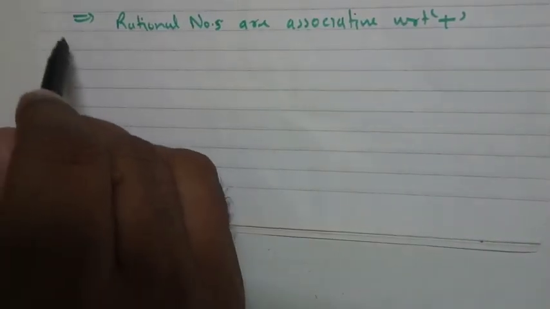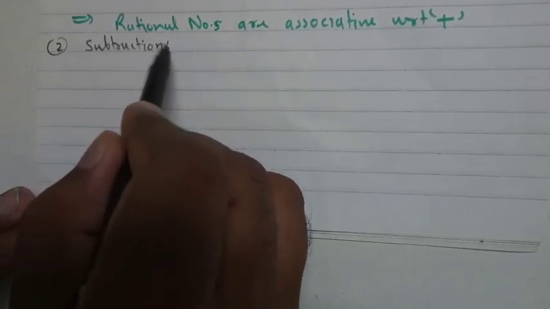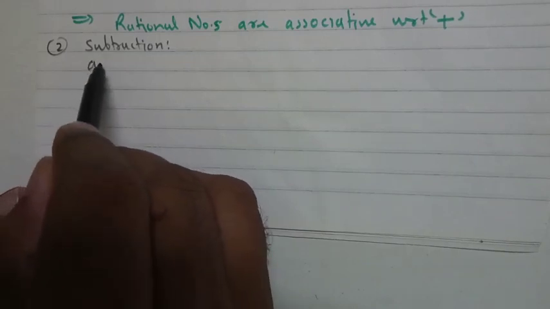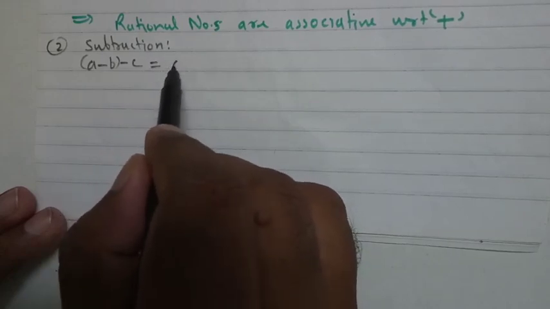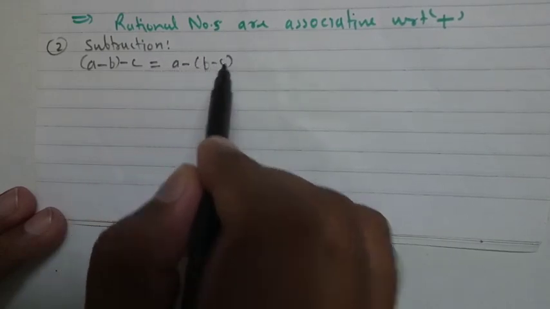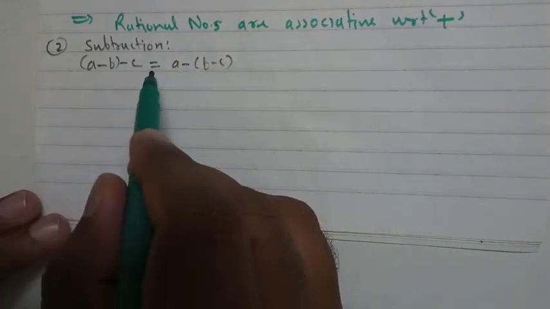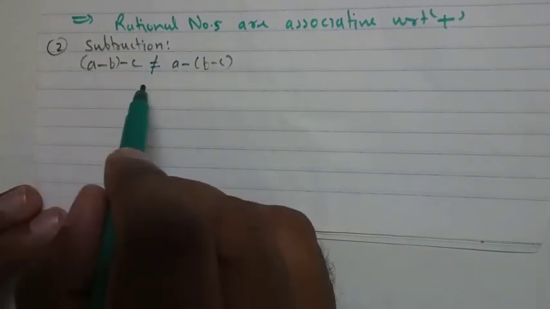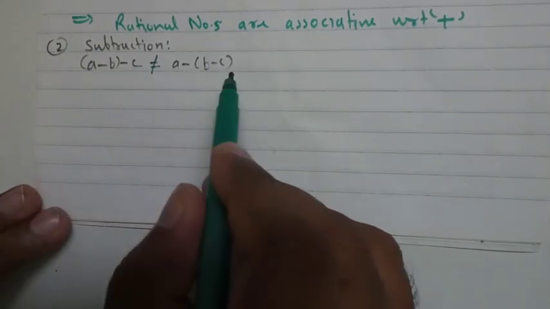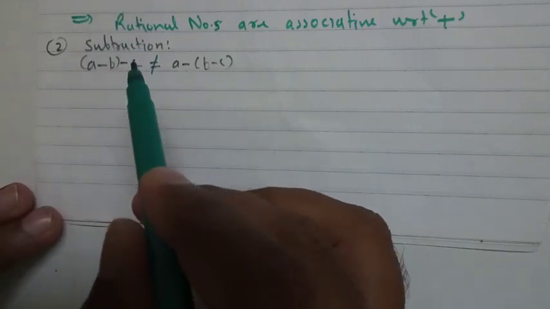Now for the second operation, that is subtraction. How are we going to check whether a minus b minus c is the same as a minus b minus c? Okay, because the subtraction was not commutative, so obviously this is not going to hold. So I'm writing directly, this is not going to hold. So rational numbers are not associative with respect to subtraction. Okay, you can verify with the help of the same values which were given in the previous property for addition.